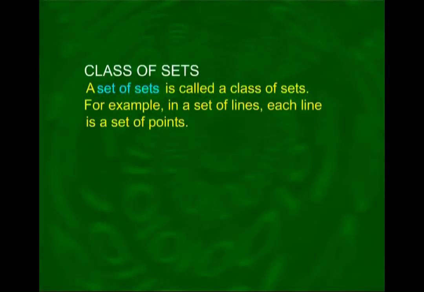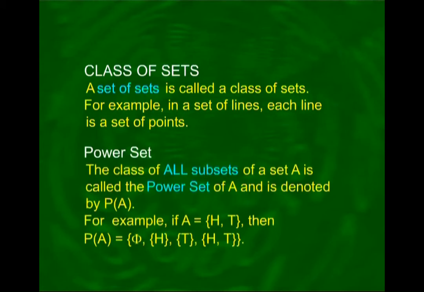The next concept is that of the class of sets. By a class of sets, I mean a set of sets. For example, if you consider the set of lines, this is a class of sets because each line itself is a set of points. The class of all subsets of a set A is called the power set of A, and it is denoted by P of A. For example, if A is the set head and tail, then the power set is given by the null set phi, the set H, the set T, and the set HT.